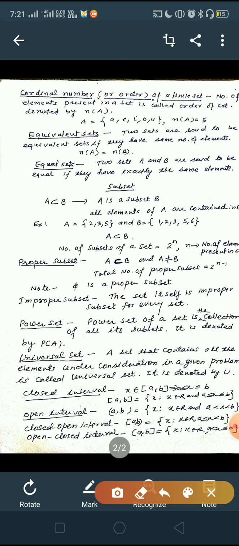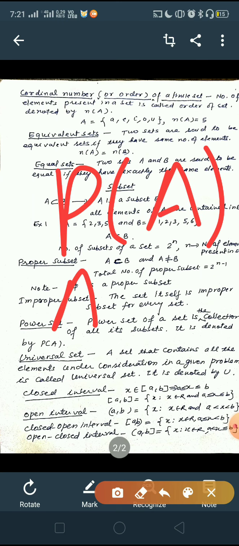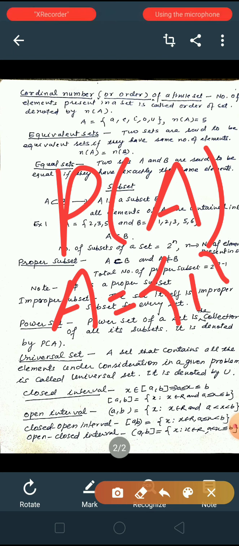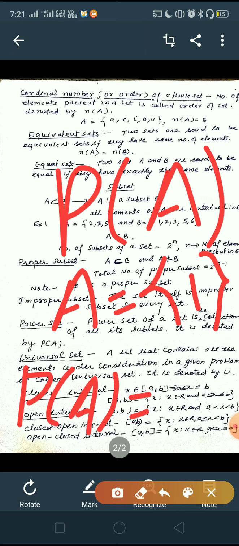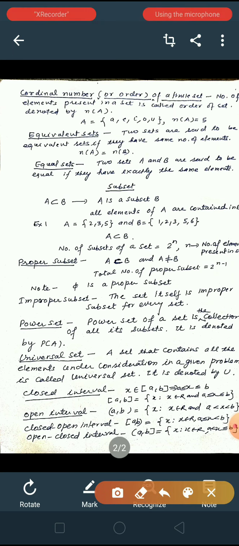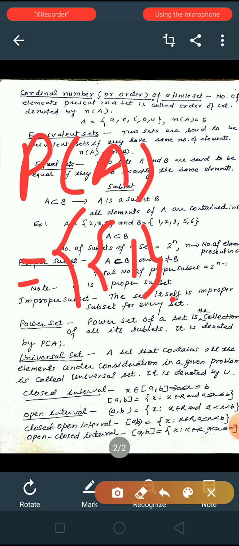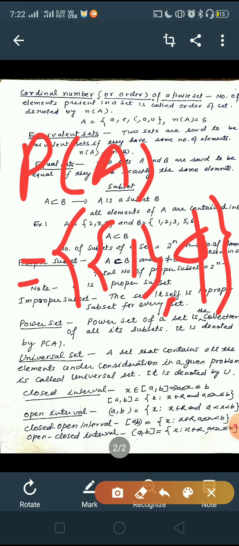For example, we denote it by P(A). Let's take an example. Children, suppose there is a set having one element, 1, then its power set will be... I have to delete it because I do not have sufficient space to write it. So P(A) will be {1, phi}. This is the power set.